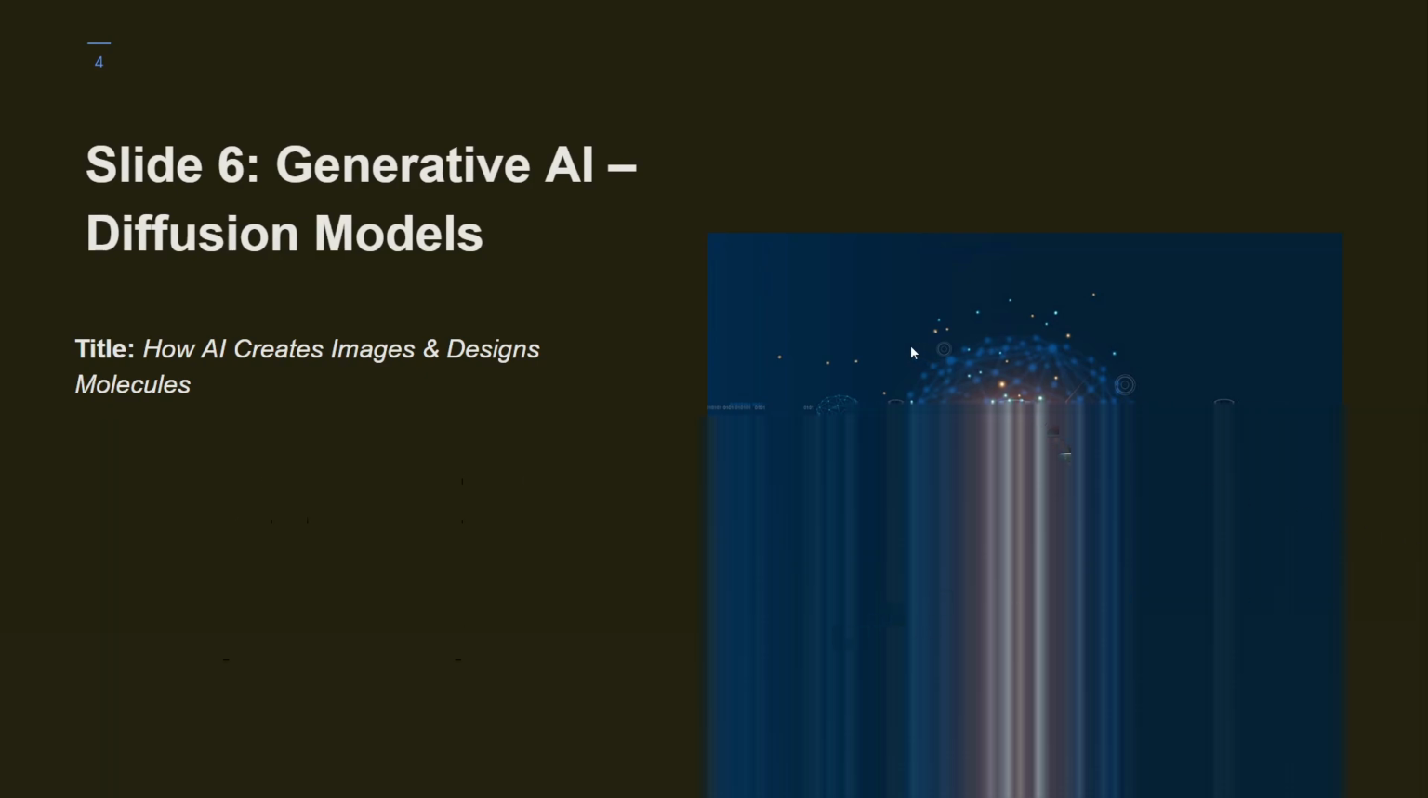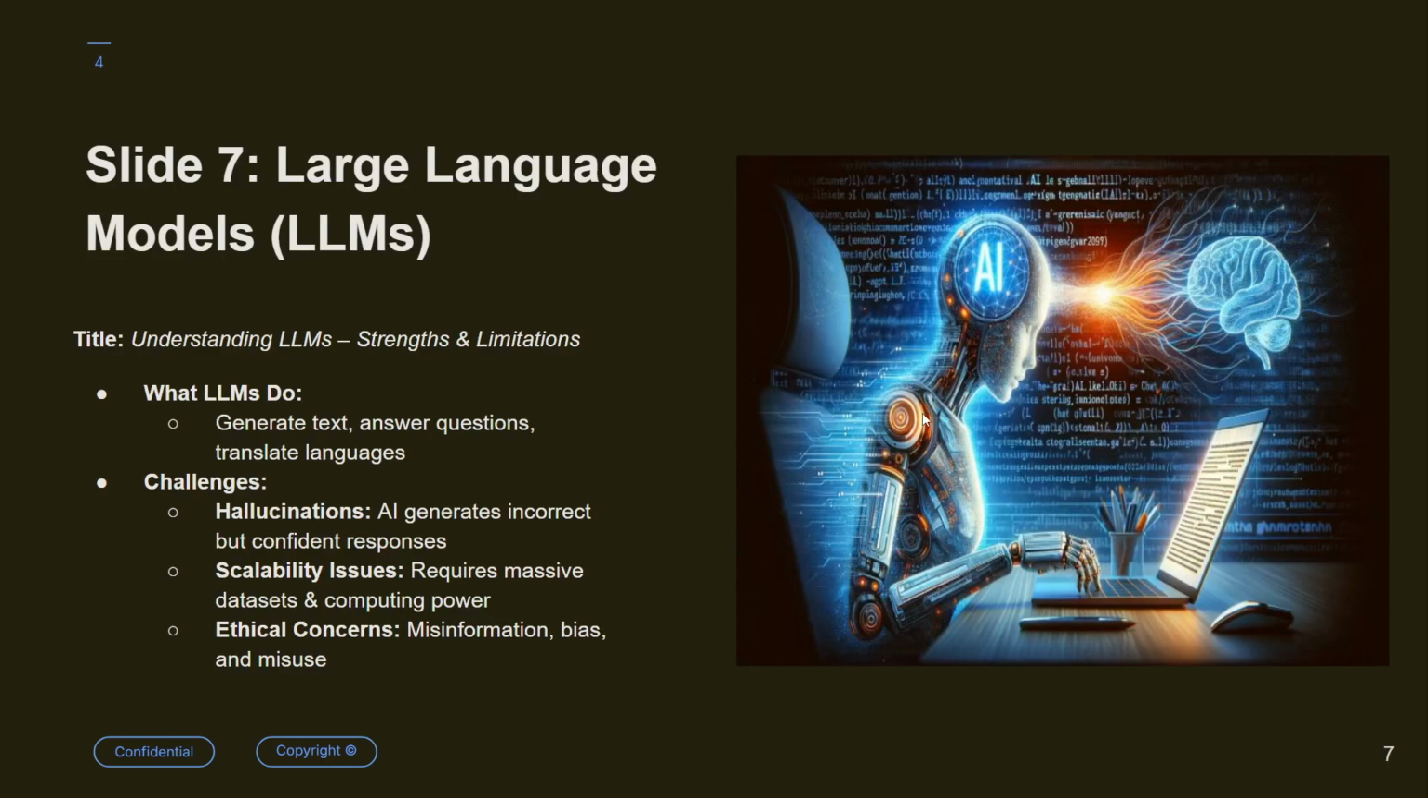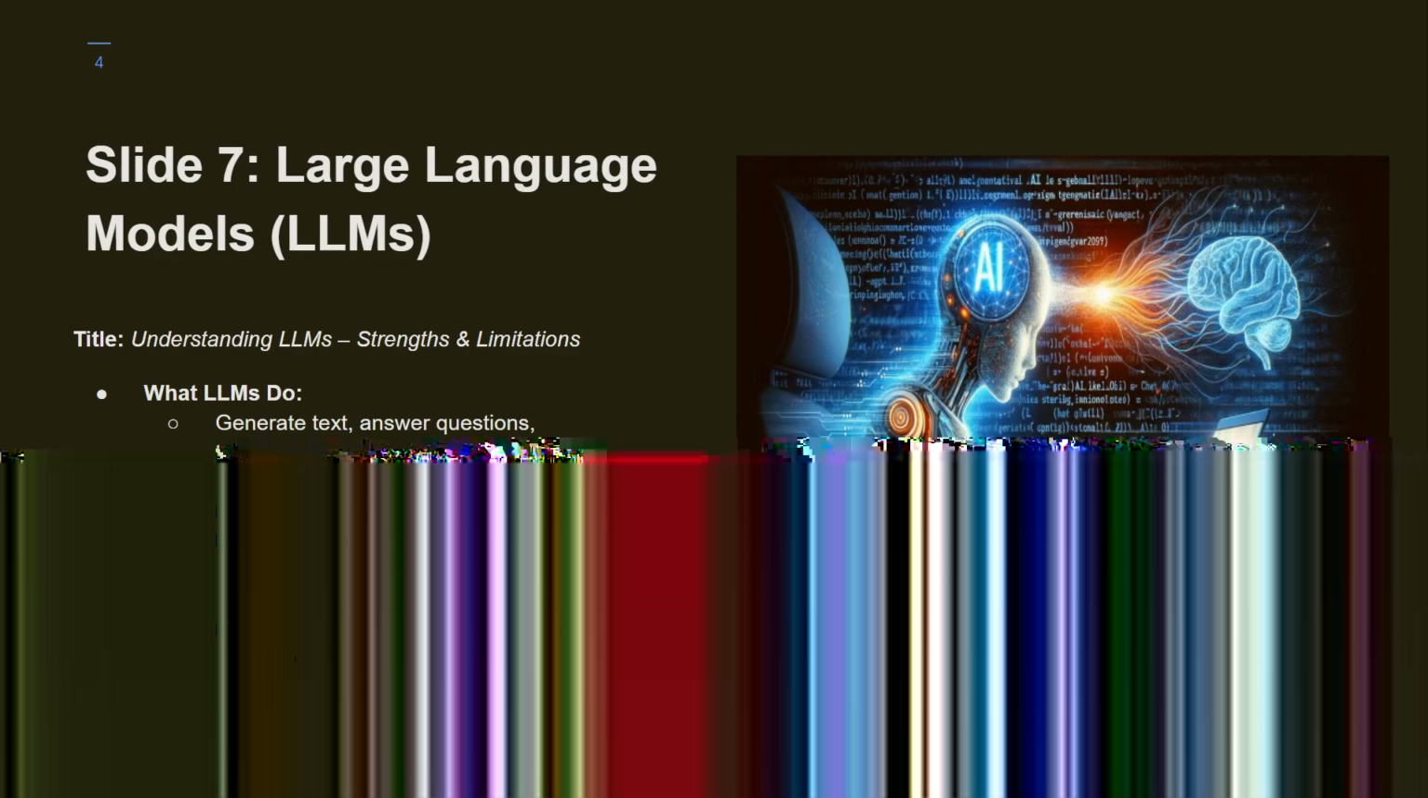Next, we're going to be looking into large language models, or LLMs. Large language models power chatbots like ChatGPT. They read tons of text and learn to respond like humans. They're great at writing, summarizing, and even coding.